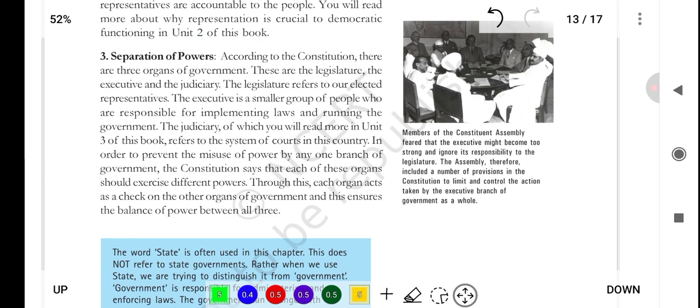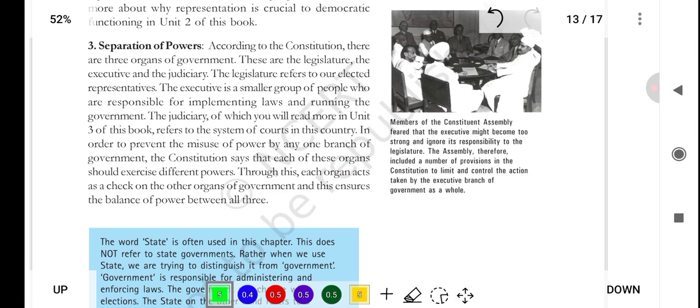So on the right side, a photo has been given here. Members of the Constituent Assembly feared that the executive might become too strong and ignore its responsibility to the legislature. The Assembly therefore included a number of provisions in the Constitution to limit and control the action taken by the executive branch of government as a whole.